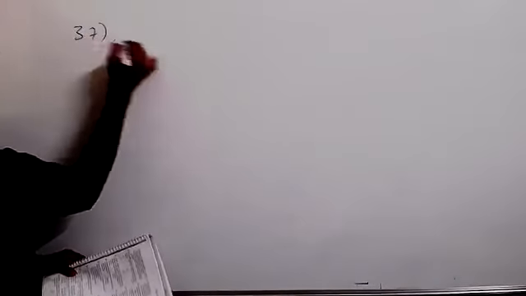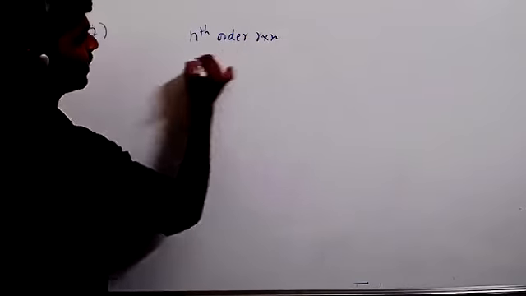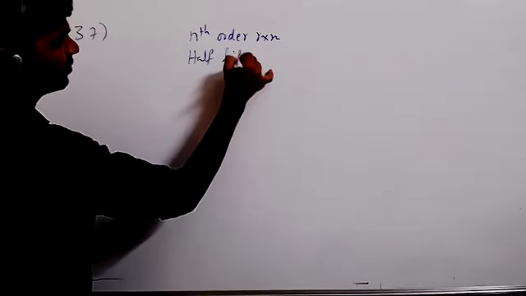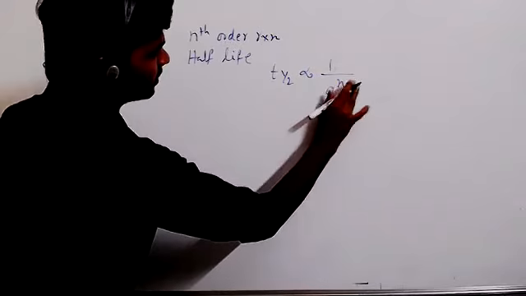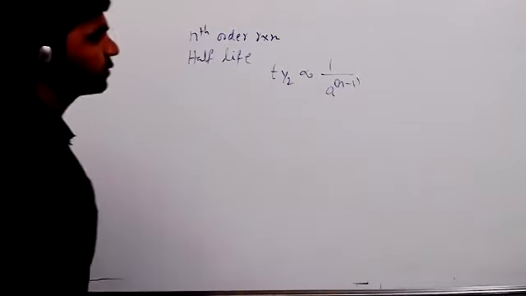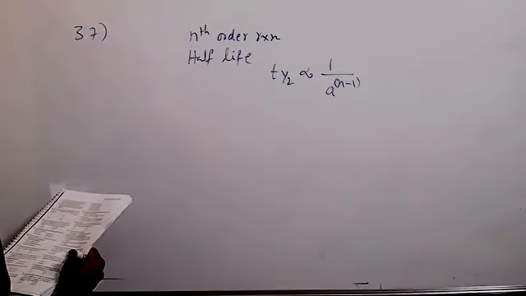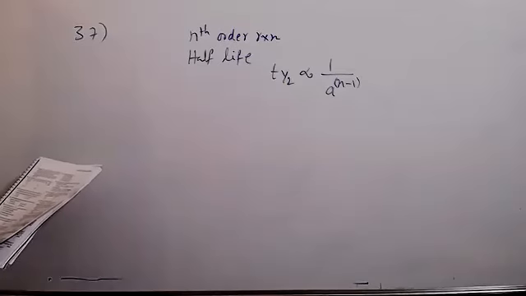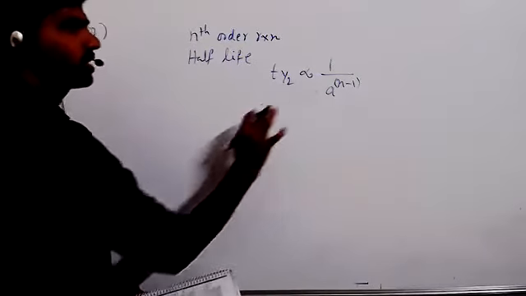For nth order reaction, half-life T half is inversely proportional to 1 by a power n minus 1, right? For first order reaction, T half is given and concentration. We know T half of a reaction is always inversely proportional to its concentration. So mind that point.